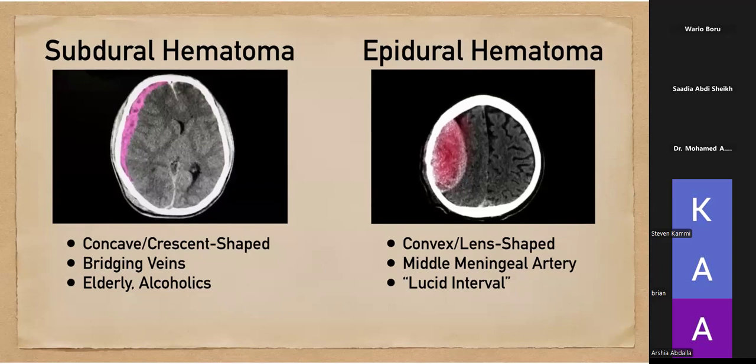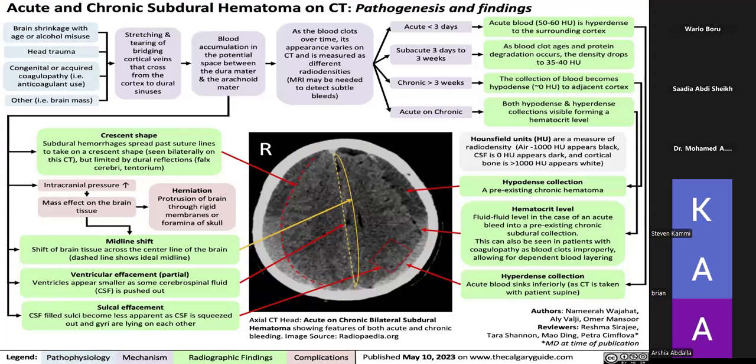Now, subdural hematoma, I'll discuss in this next slide. Sorry, this is a busy slide, but I wanted to present the different ways in which it can present. So for example, here in this scan, this R is the right side. You can see this crescentic shape.